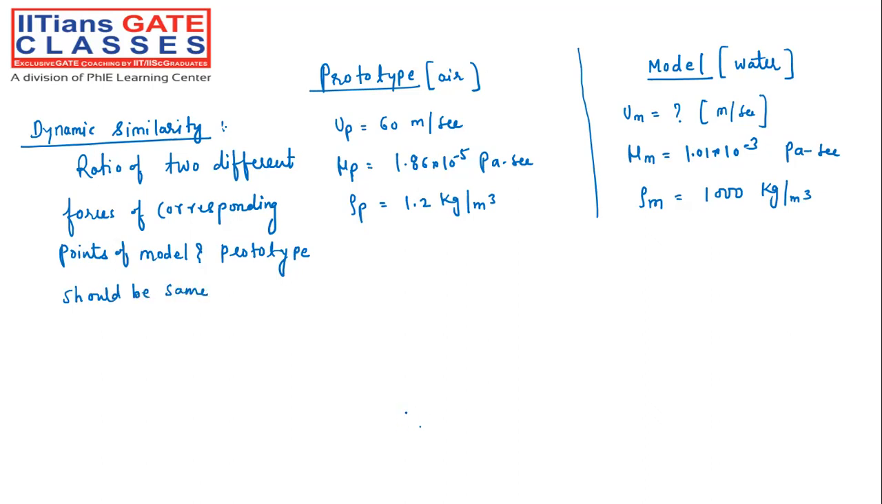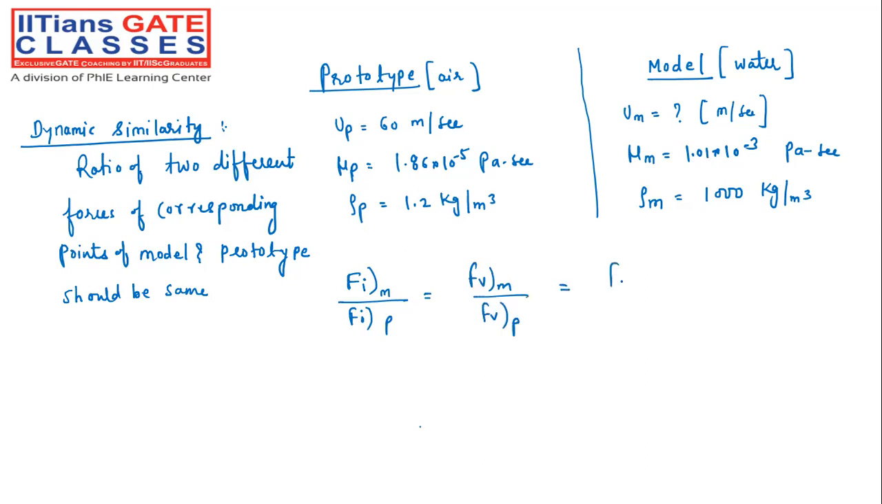My dear friend, what is the meaning of this? You know that in nature we have so many forces: inertia force, viscous force, pressure force, gravity force. So many forces are there, right? What they are saying is, suppose you consider inertia force; then the inertia force of the model over the viscous force of the model will be equal to the inertia force of the prototype over the viscous force of the prototype.